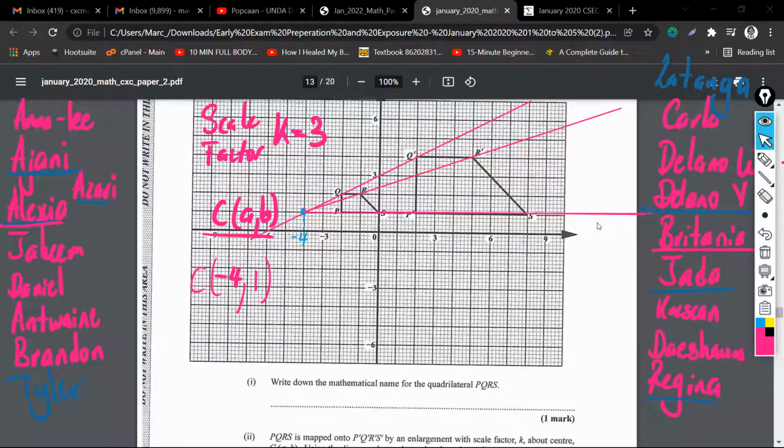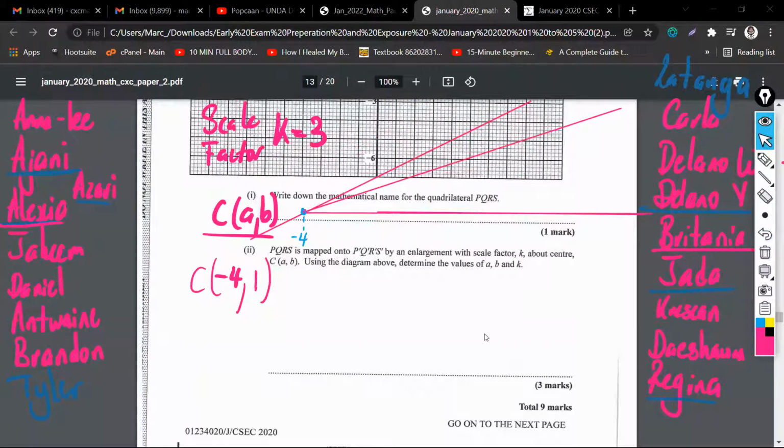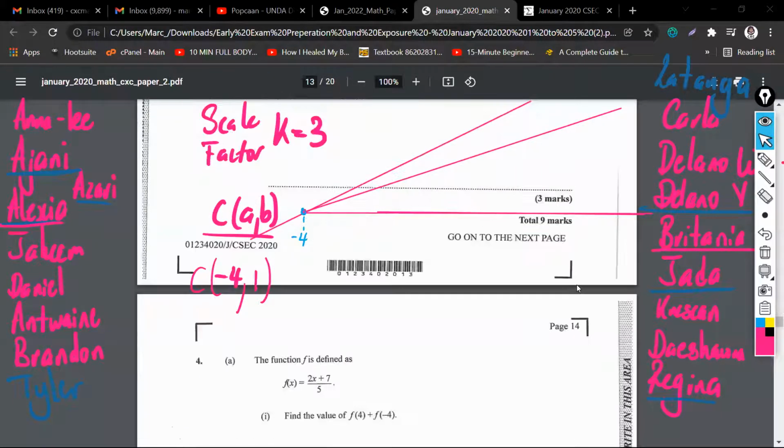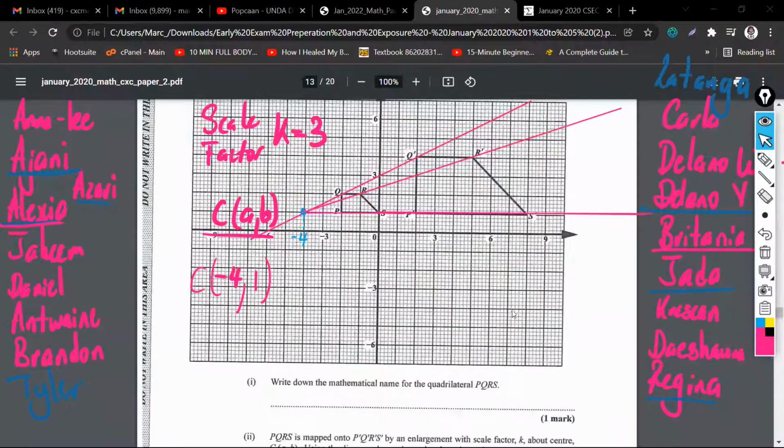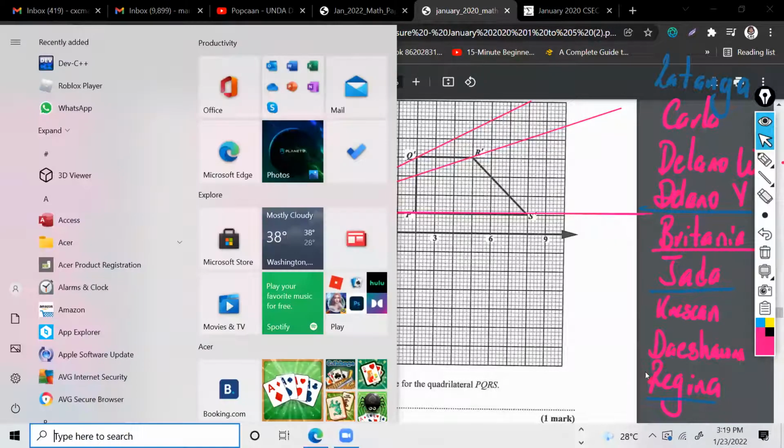Yes, sir. All right, and that's it. That's the answer for this one. That will give you 3 marks: the -4, 1, and the scale factor 3. That gives you 3 marks, and you're done with the question. Done, guys. Argument done, like Andrew Holness say.